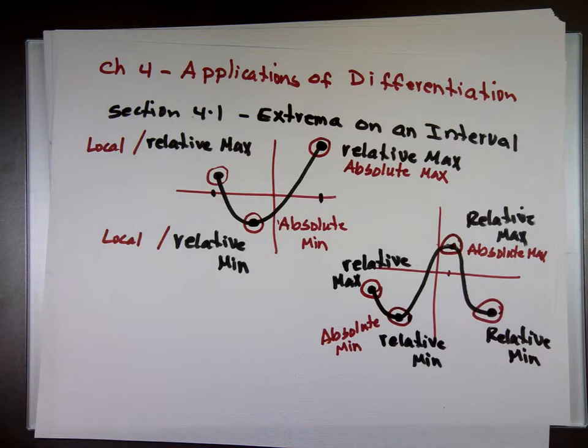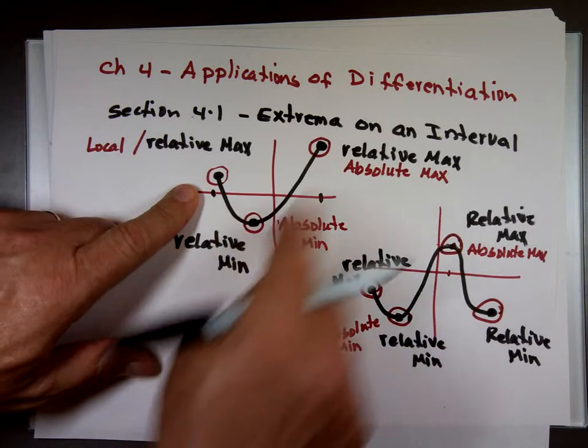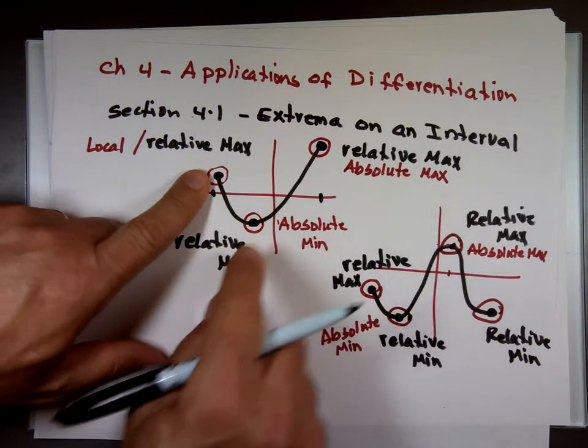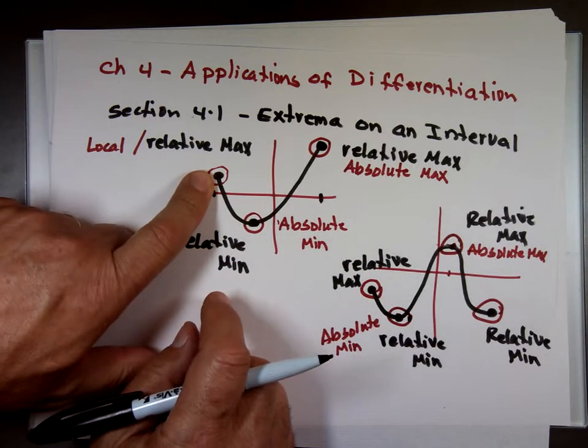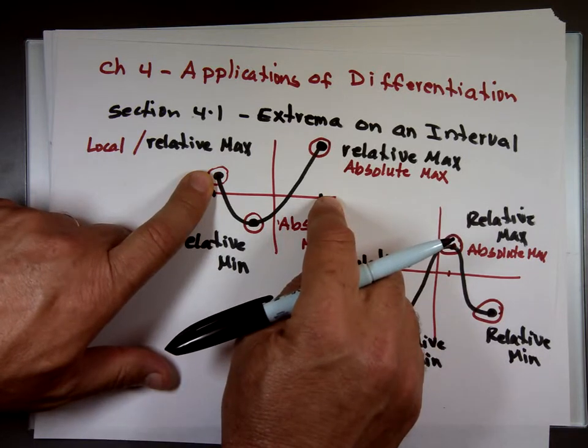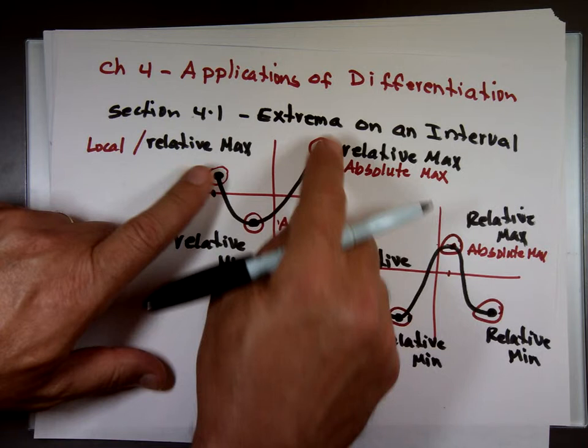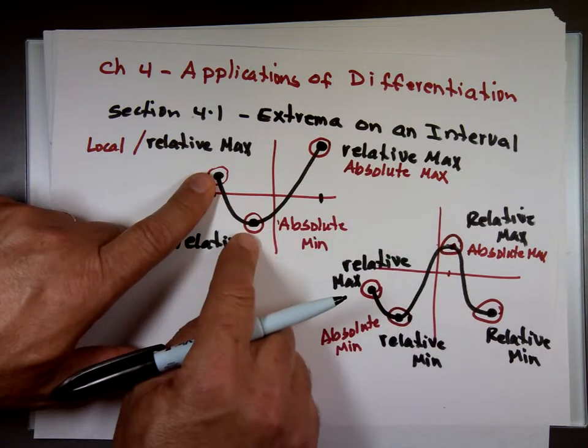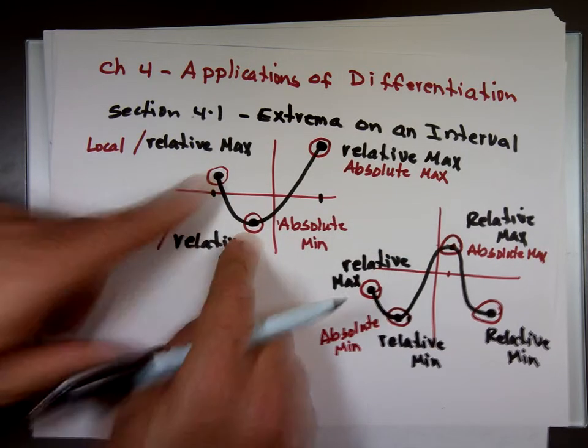The question is, how do we find where these values are? Well, let's look at these points. We have 3 points here. This is the end point, right? And that's also an end point. So it's going to be where the end points are, but that's not an end point. What is that point?